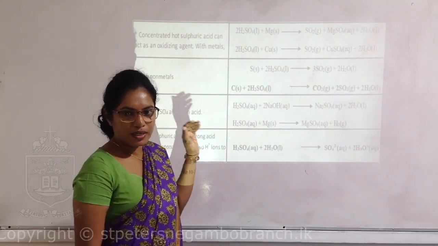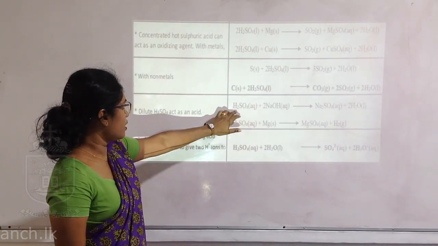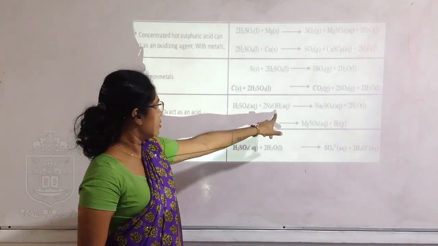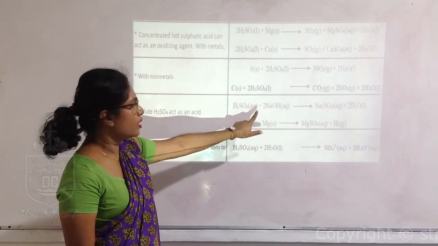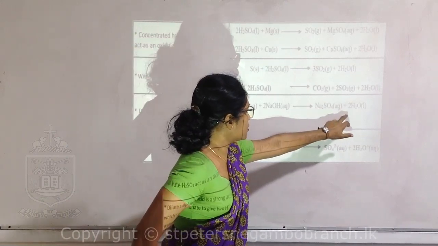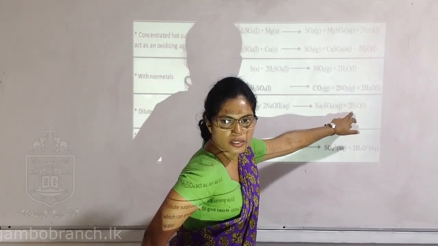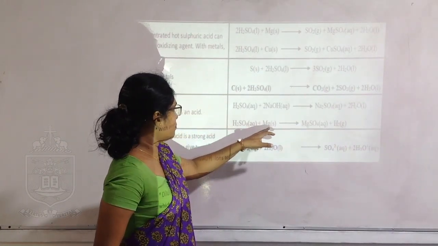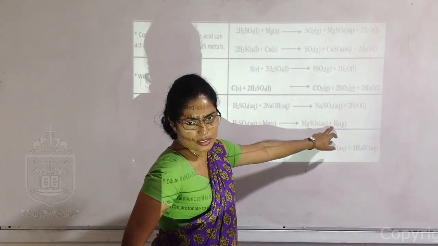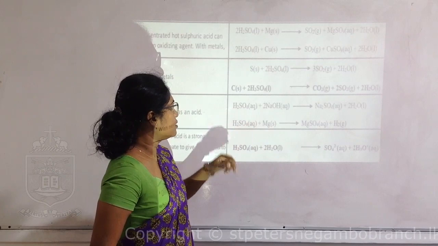Dilute sulfuric acid acts as an acid, and there are two examples for that. Dilute sulfuric acid reacts with sodium hydroxide and forms the salt and water. And here with metal, it releases hydrogen gas. So this is the normal metal acid reaction.